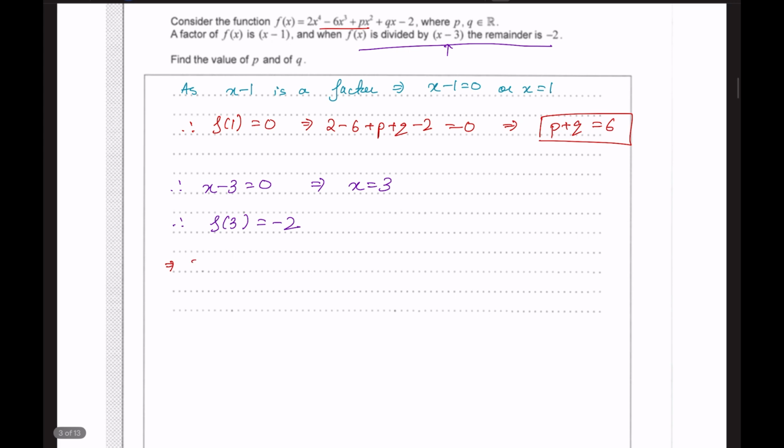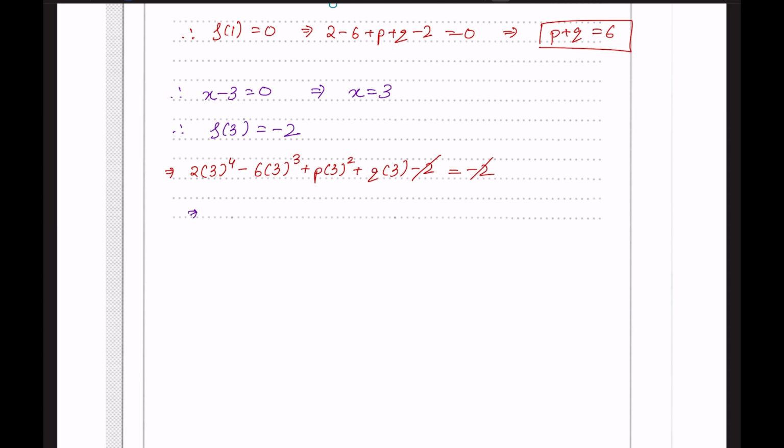So now replace x with 3. So 2 times 3 to the power of 4, minus 6 times 3 cubed, plus p times 3 squared, plus q times 3 minus 2. This will be equal to negative 2. We cancel negative 2 on both sides. And if I simplify, so this is 3 to the power of 4 times 2 is 162. This is also 162, 9p plus 3q. So these two will also get cancelled out. And if I divide both sides by 3, I'll get q equals negative 3p. So these two are my solutions.